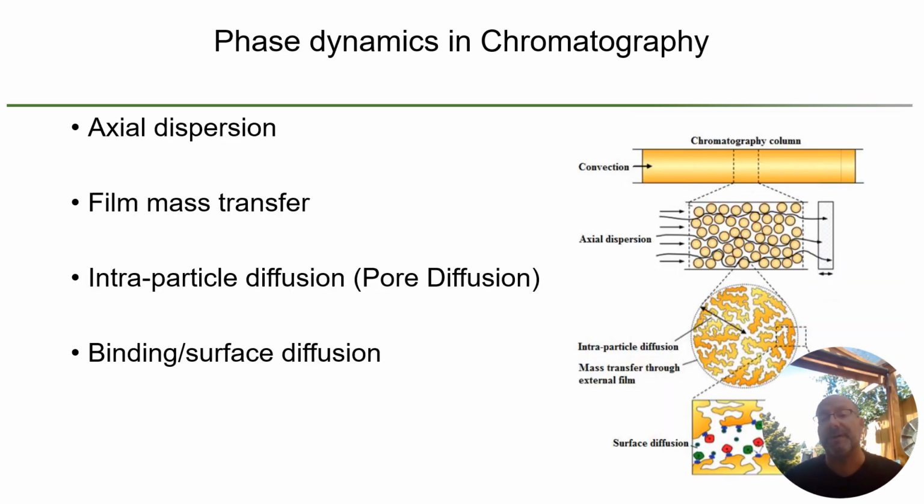So let's move on. Phase dynamics in chromatography. There's 4 things that we pay attention to. One is called axial dispersion. Another is called film mass transfer. Another is the interparticle diffusion or pore diffusion. And another is binding and surface diffusion. I'm going to go through all of these in this lecture, and we will revisit this in the lab section so that you can have a little bit more descriptive lecture with me using the whiteboard.